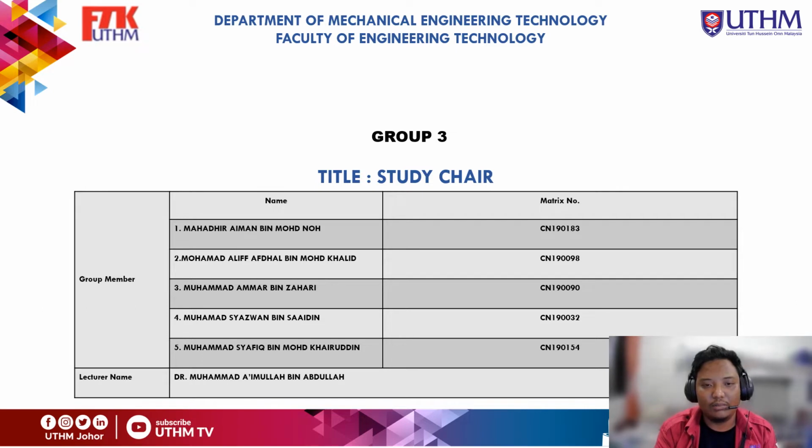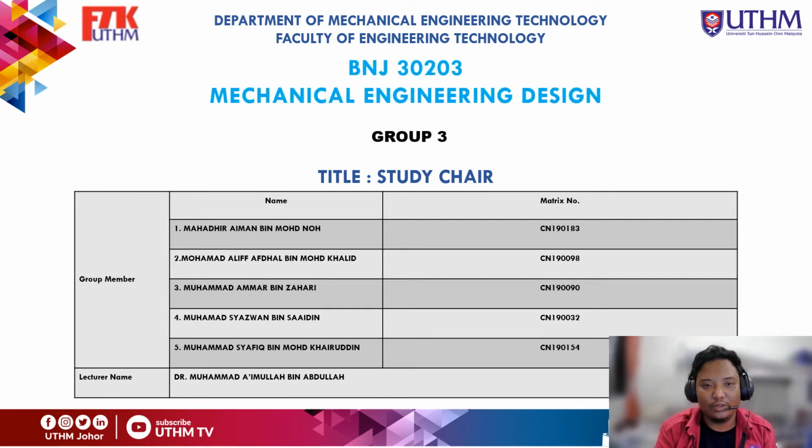My matrix number is CN190032. So our group is group 3, and our project title is a study chair. Our group members are Mahadhir Aiman bin Muhamad, Muhammad Aliff Afdhal bin Muhammad Khalid, Muhammad Syafiq bin Muhammad Khairuddin, and lastly Muhammad Ammar bin Zahari. And our lecturer is Dr. Muhammad A'imullah bin Abdullah.